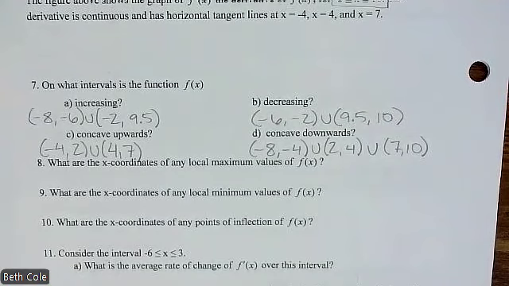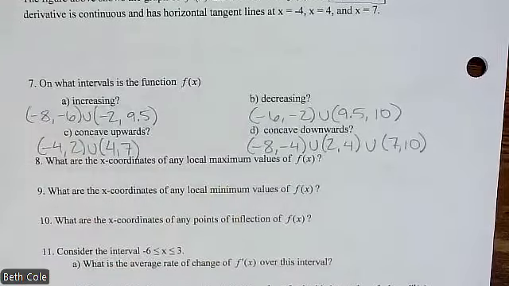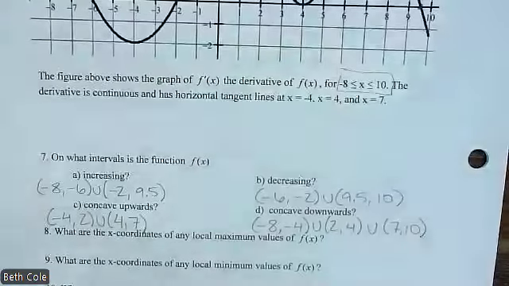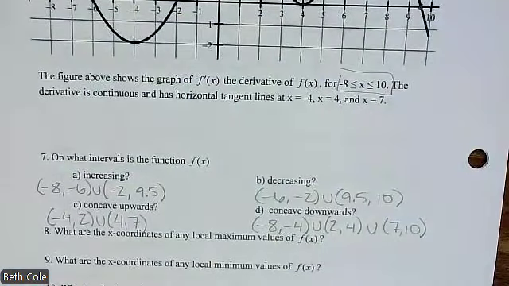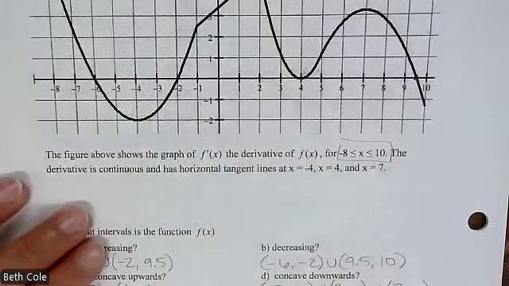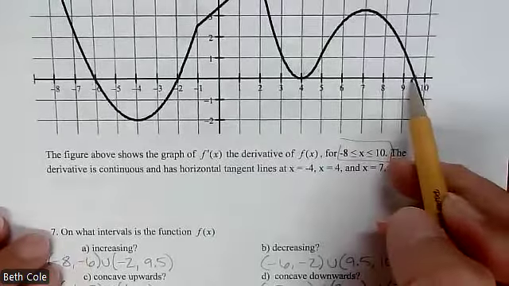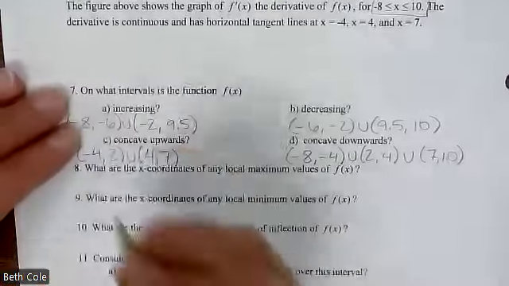They wrote local in this. That means relative. Okay. X coordinates of relative or local maximums. That is where your first derivative changes from what to what. This is from last time. Maximum is a change from above to below, positive to negative. Where does this graph change from above to below? There's 2 of them. -6, 9.5. Good.